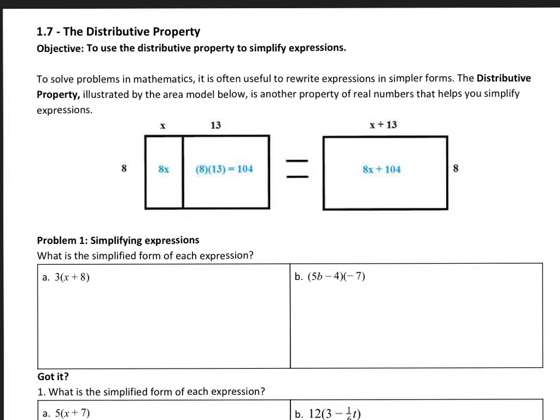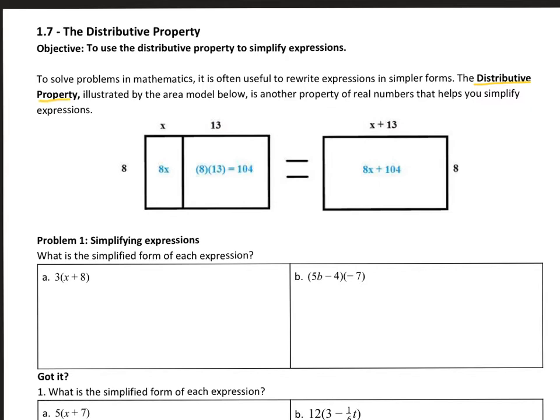So we're going to use this distributive property to simplify expressions. So this helps us do a few things, and I'm going to give you an area model to start. To solve a lot of problems in math, it's really useful to rewrite expressions into simpler forms. That's where this distributive property comes in.